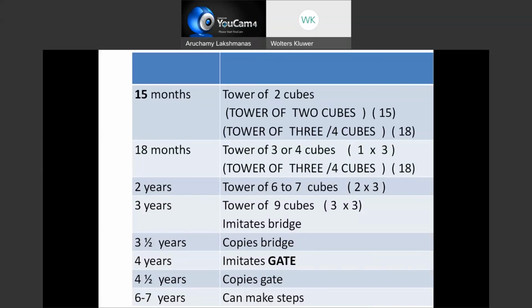It will take 1 cube. When it develops the pencil grasp, say by 10 months, it will catch 1 cube. 15 months, 2 cubes. 1 year, 3 cubes. 18 months, 3 to 4 cubes. 2, 3 into 6. That is 6 by 2, 9 by 3. Then it imitates the bridge. First imitates, after few months, 6 months, it copies. Then imitates gate, then copies gate. By 6 to 7 years, it can make steps.